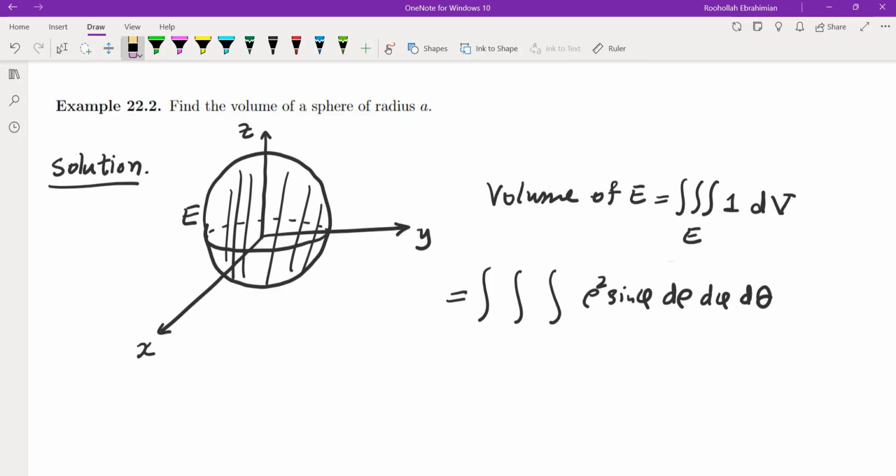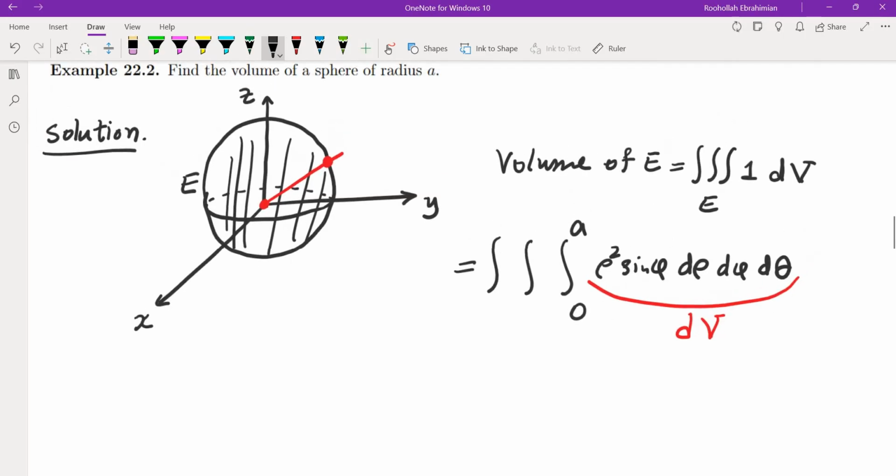And the next thing we are going to do is set the limits of integration. So what are the limits of integration? Well, rho would go from the origin to this point, and this point is rho equals a. So 0 to a. Phi would go from, well, if you look at a fixed theta, what's the maximum and minimum possible value of phi, on top right here, at the bottom right here? So it would be from 0 to pi.